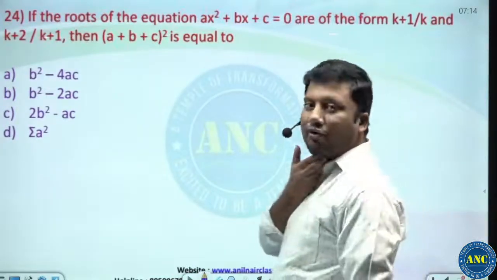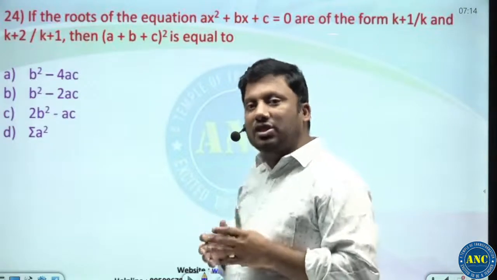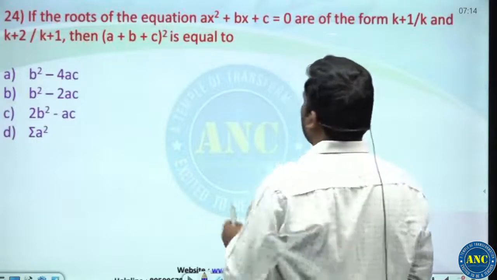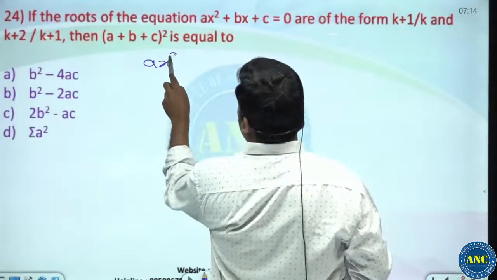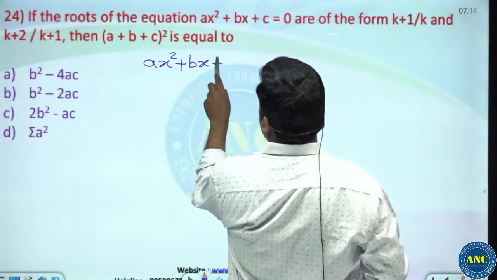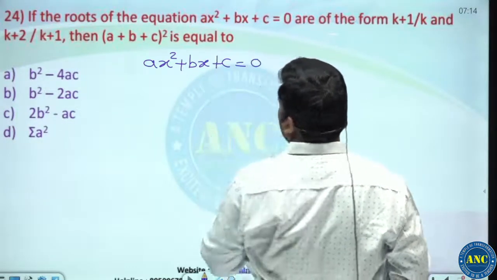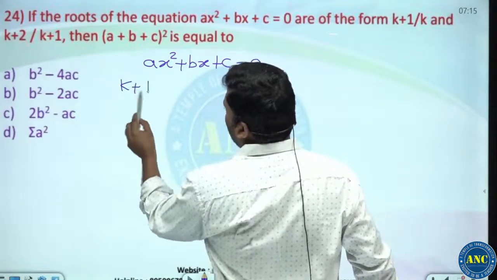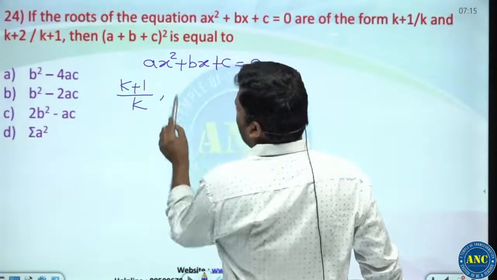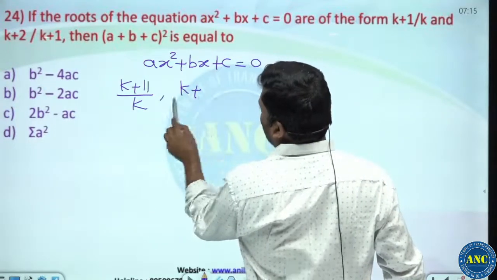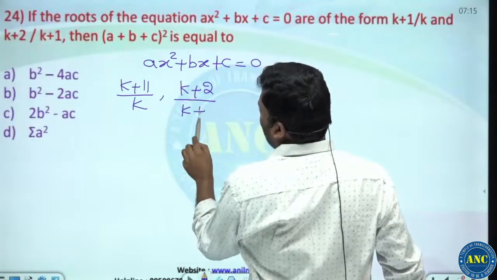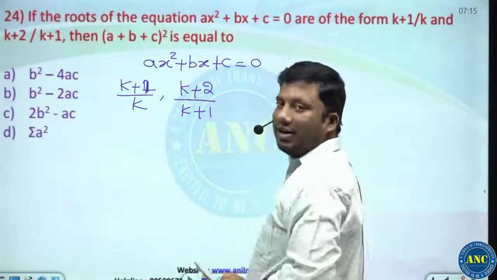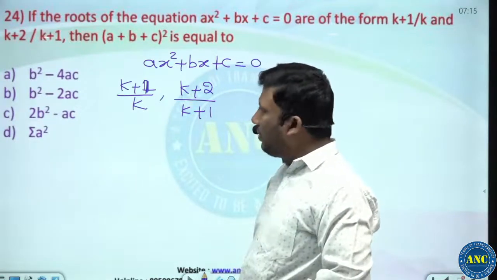23rd, 24th, another variety of the question. The first thing you do is to read the question properly. If the roots of the equation ax square plus bx plus c equivalent to 0, this is the equation, are of the form k plus 1 by k and k plus 2 by k plus 1, so there are two roots. Alpha is given by k plus 1 divided by k. Next one is k plus 2 divided by k plus 1.